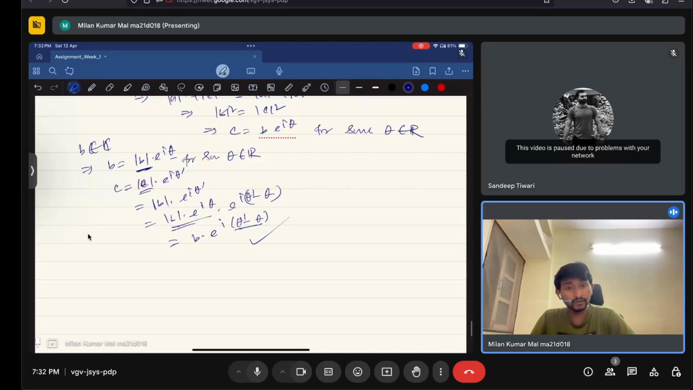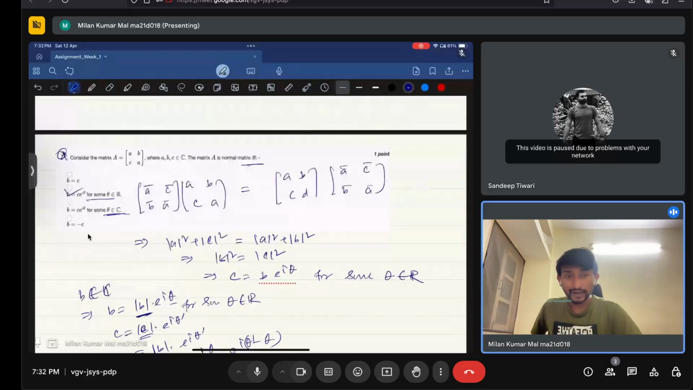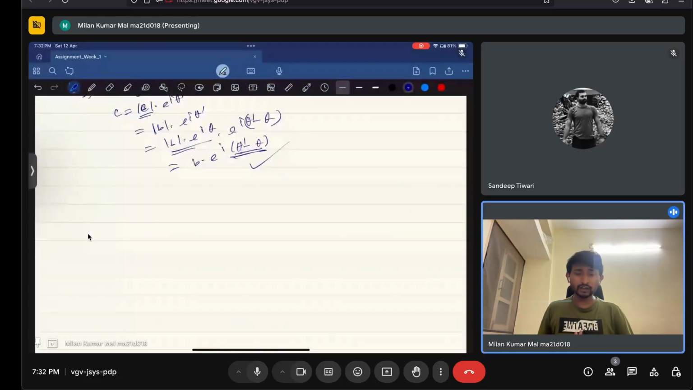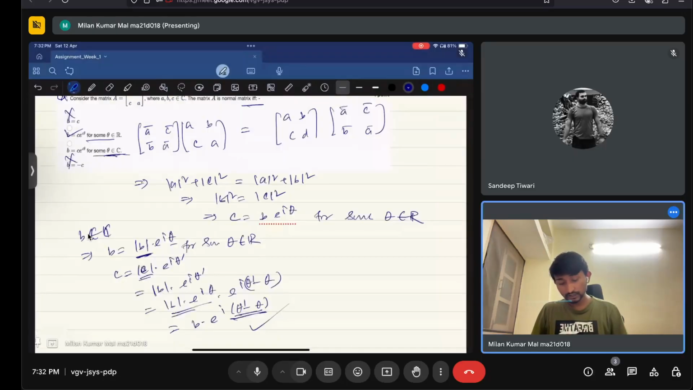So this is done. It is saying that A is normal, that means B has to be equal to C or B has to be of this form. This is then not correct, because we can take theta for which this is not 90 degrees, not 0, not 180, like that. Then we will get a non-trivial type of answer. But C need not be this complex number. Okay, so this is also correct.